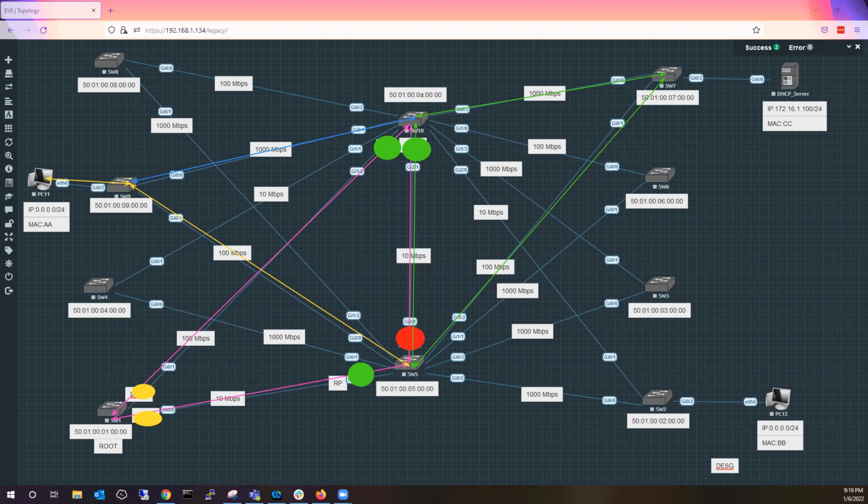What's the cost? Let's compare. What is the cost going to switch 7 rather than switch 5? Okay, go ahead. You're an engineer. Go ahead.